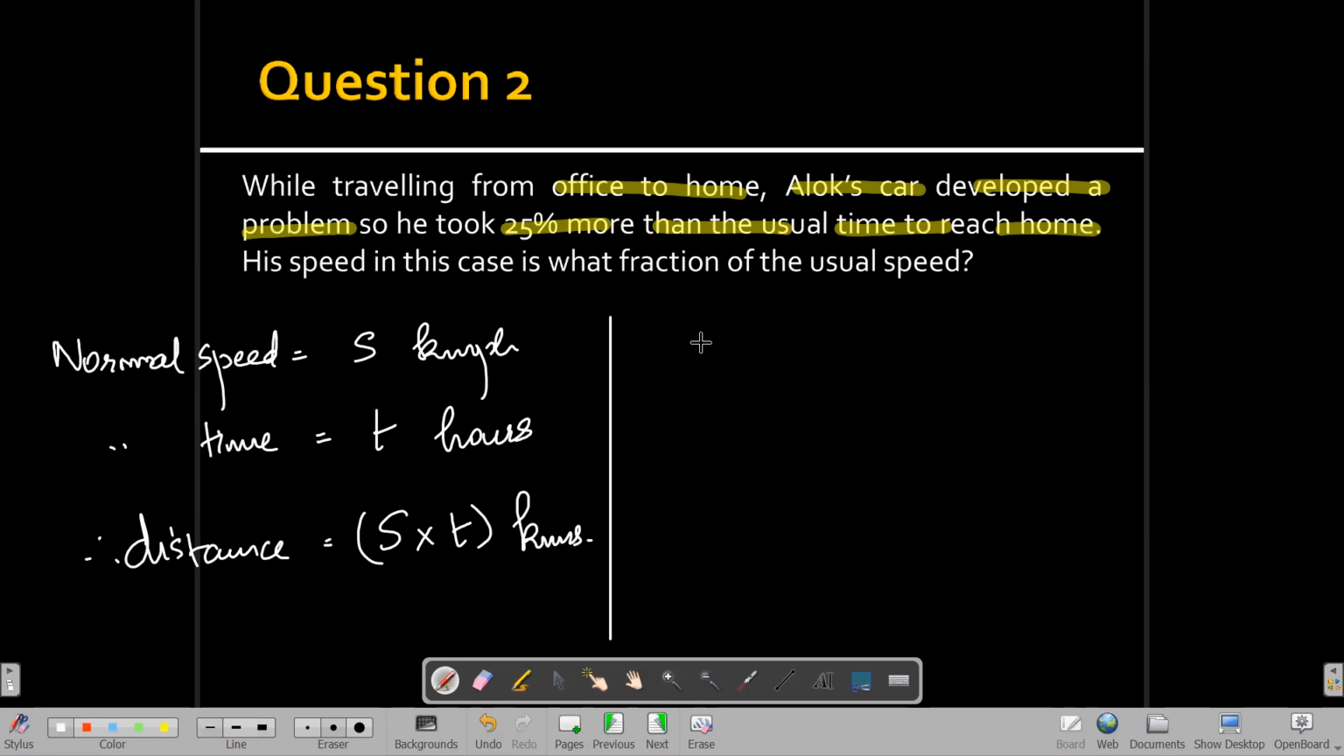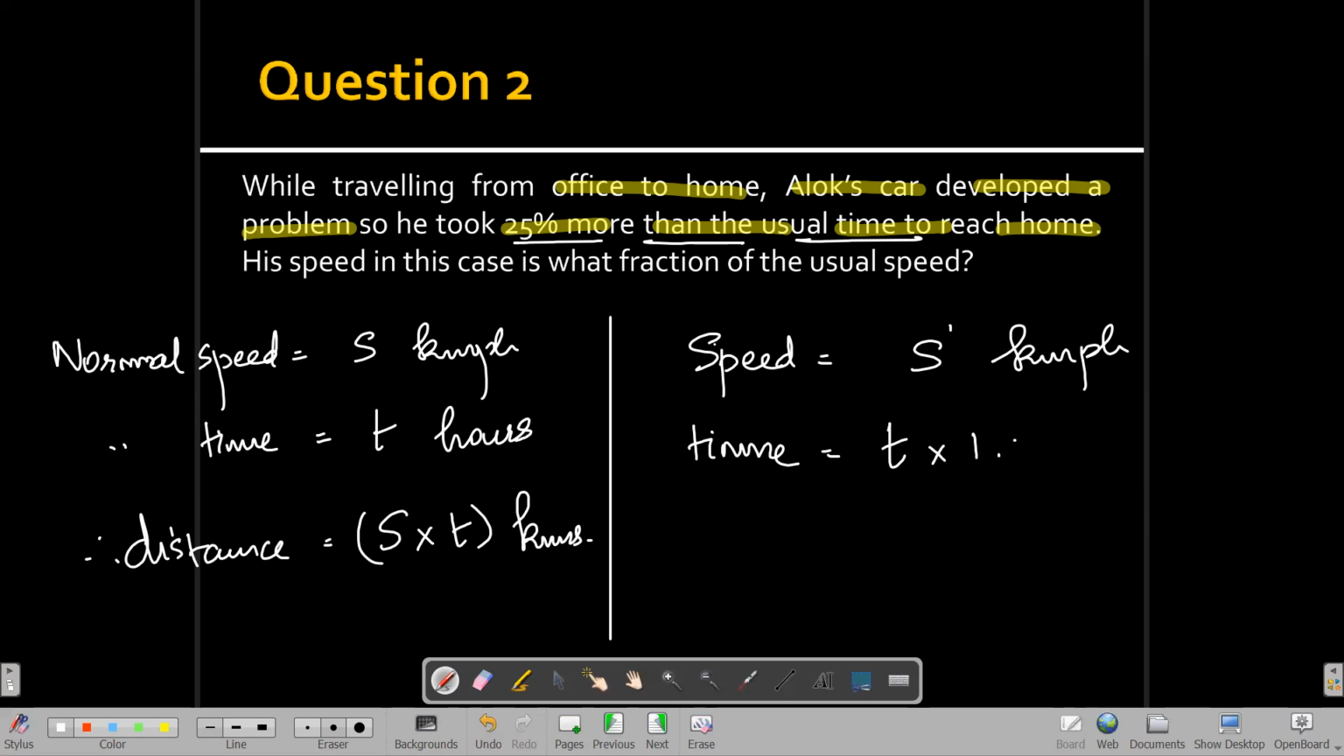So let us consider that in this case, the speed be equal to s dash kilometers per hour, and the time under consideration is given to be 25% more than the usual time. 25% more than the usual time means what? The usual time, you have to multiply it with 1.25, because 25% more is associated with the multiplication factor of 1.25. So t into 1.25. So the revised time is nothing but 5 upon 4 into t. So that's the new time.